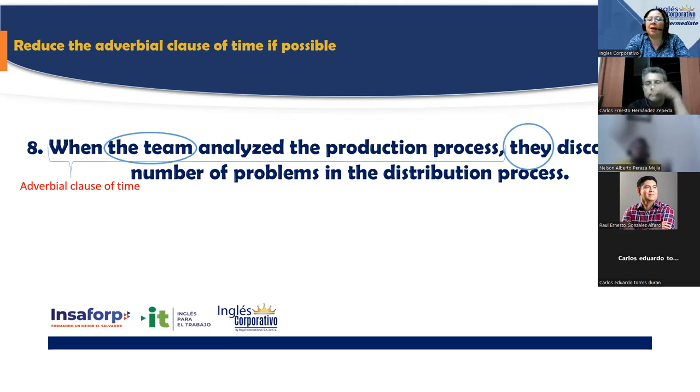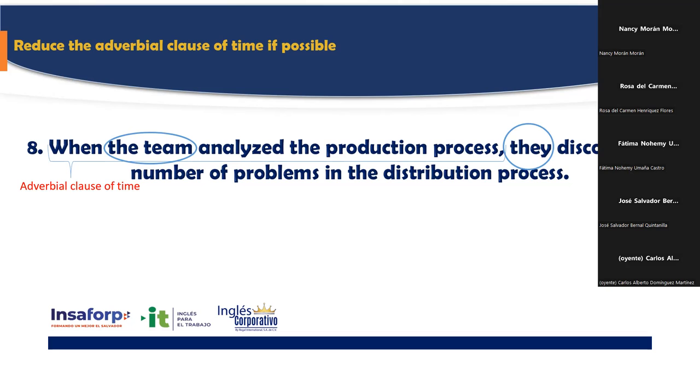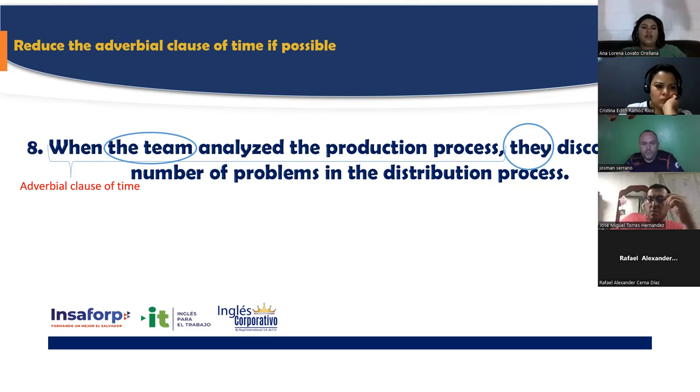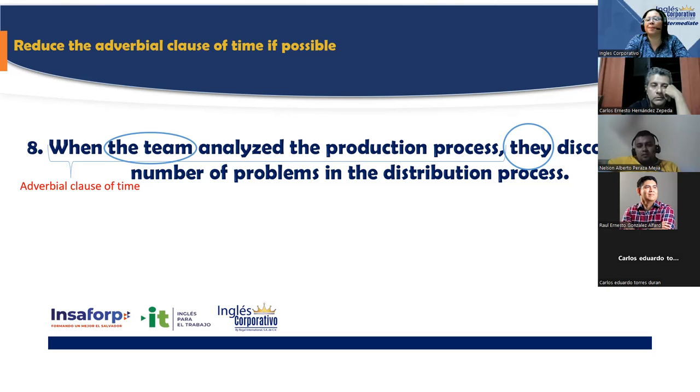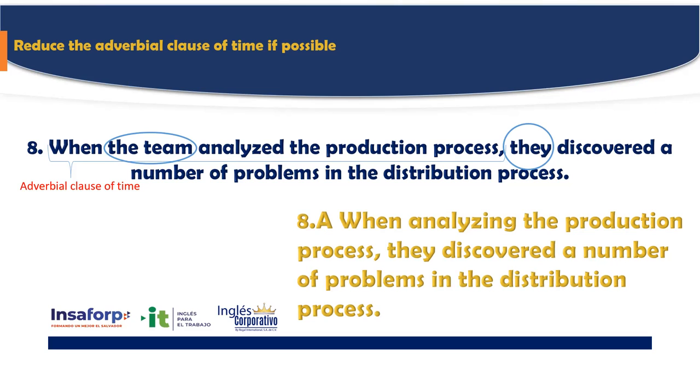Then, how would you reduce this? When analyzing the production process, they discovered a number of problems in the distribution process. Great. It means that it doesn't matter the tense of the verb, we are going to do the same, following the rule. When analyzing. We eliminate the subject and we use an ING verb form. When analyzing the production process, they discovered a number of problems in the distribution process.